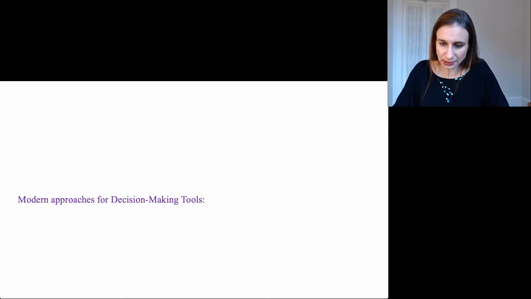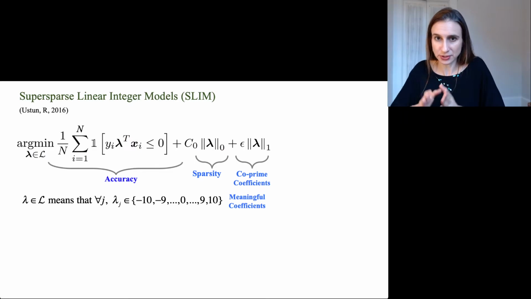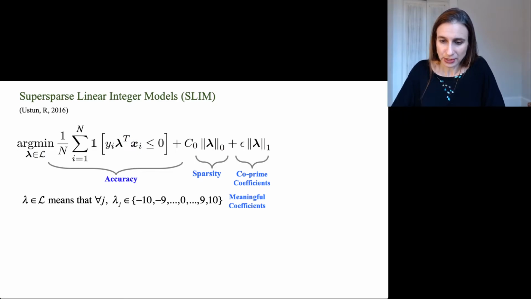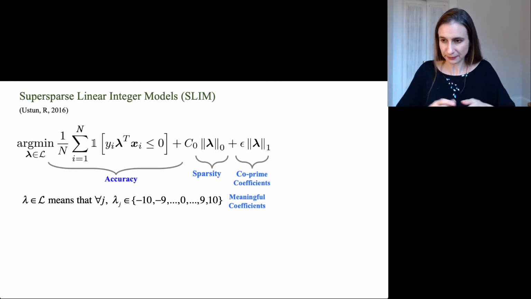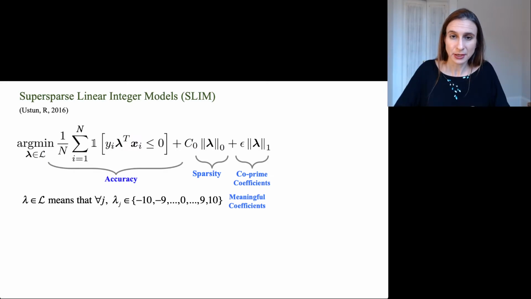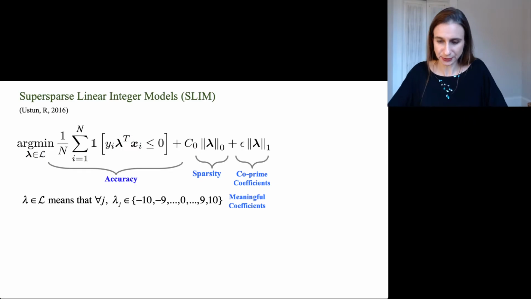Okay, so let's talk about the modern approaches for the decision-making tools. This is one of many formulations for the decision-making tools. Here there are 3 terms in the objective. The first term is accuracy, so make the model accurate. You could use weighted accuracy, or if you cared about a different performance measure, that's fine too.